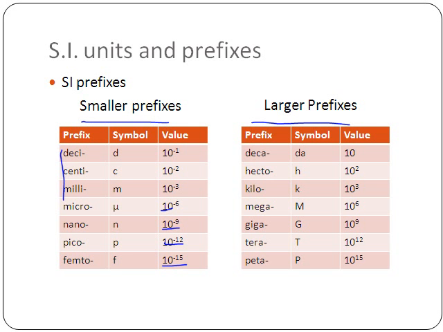On the larger prefixes, they work similarly. The first three go up by powers of 10. So we have 10, 10 to the 2nd, 10 to the 3rd. And then after that, they go up by powers of 10 to the 3rd: 10 to the 6th, to the 9th, to the 12th, to the 15th.